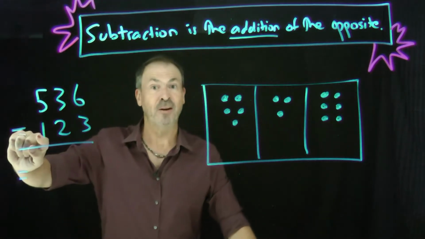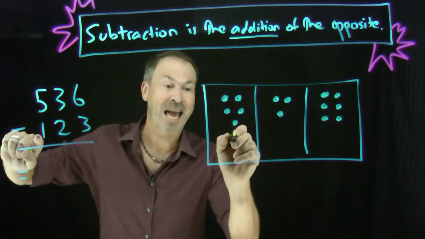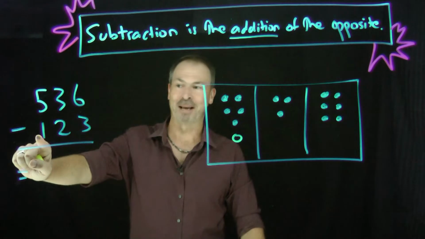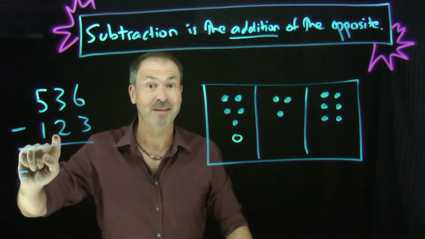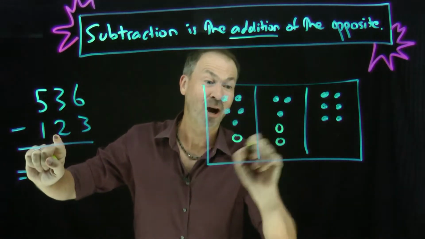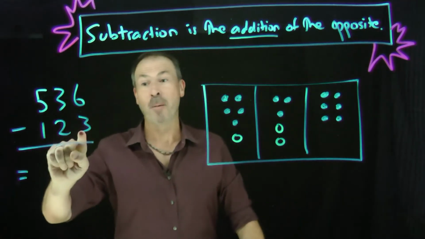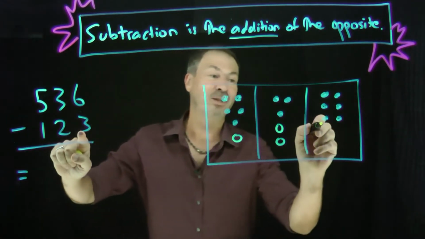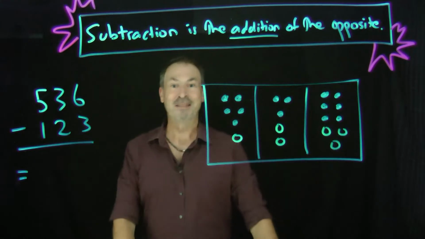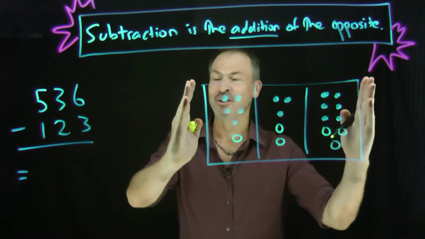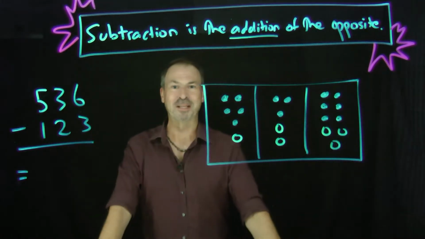Let's add the opposite of one dot in the hundreds place. Let's add one Todd in the hundreds place. Let's add the opposite of two dots in the tens place. So let's add two Todds in the tens place. And let's add the opposite of three dots in the units place. That is three Todds in the units place. There we go. There's a picture of 536 plus the opposite of 123.